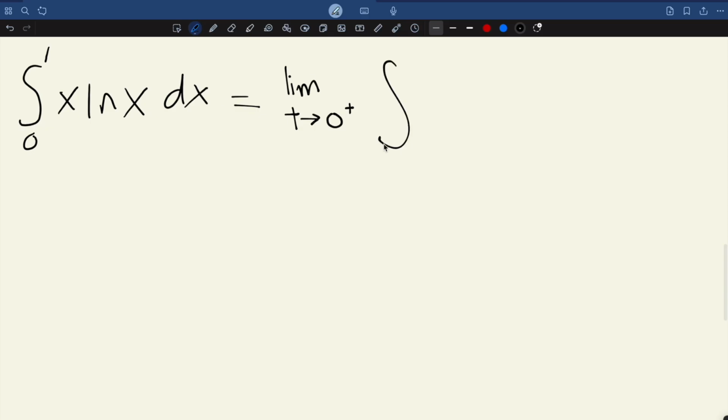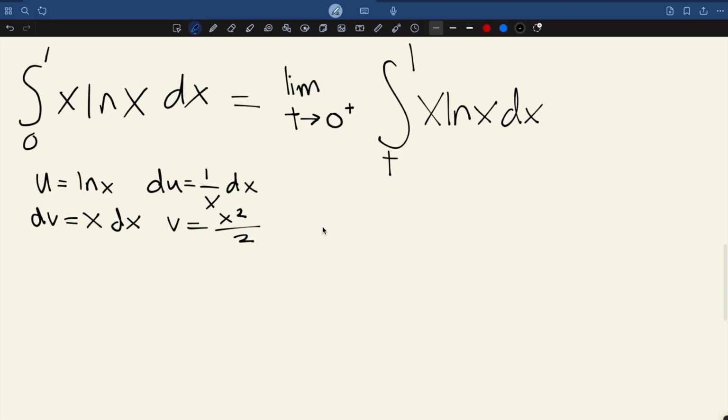So now we rewrite the integral, from t to 1, all right? And then it would be x ln x dx, okay? And now we can evaluate this. When we look at this integral, we need to see that we have to use integration by parts because it's a variable times the natural log here. So first we want to identify the u, the du, the dv, and the v, okay?